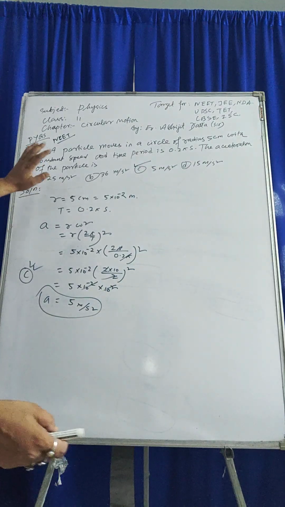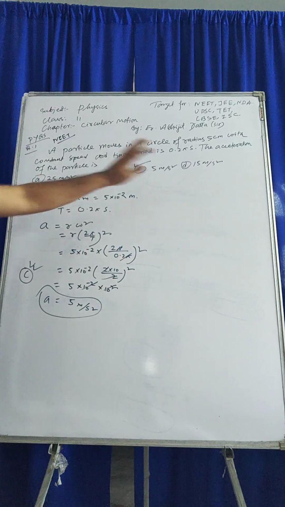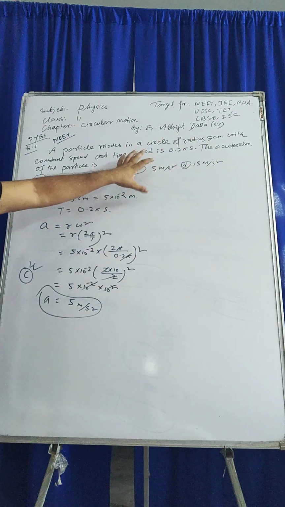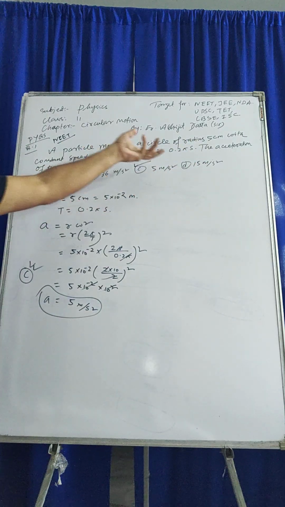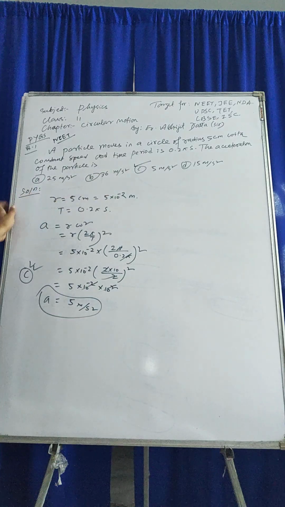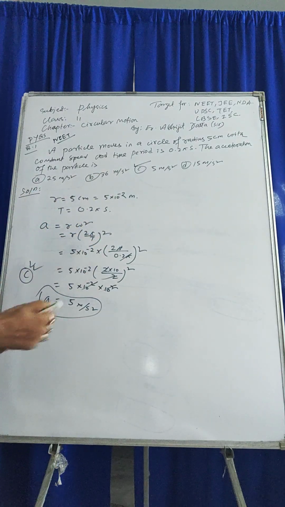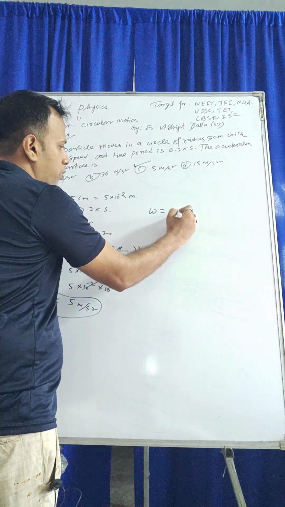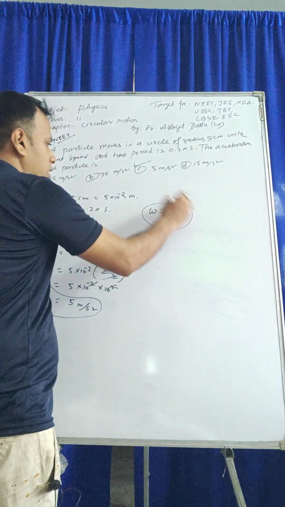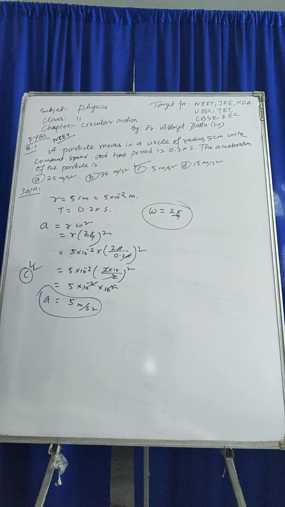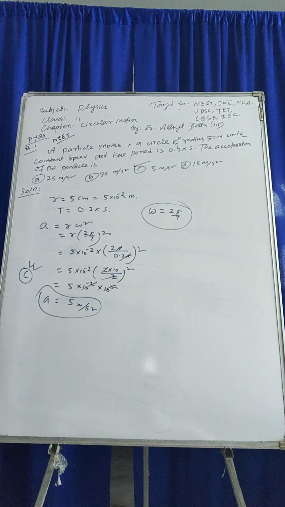In the question they have given the radius of a circular path as 5 cm and the time period. We have to find out the acceleration. We know that acceleration is nothing but a equal to r omega square. So I put omega equal to 2 pi by T. We know that omega equal to 2 pi by T, I use this formula. Now I just put this value, and after simplification what comes? a equal to 5 meter per second square. Which option is correct? Option C is correct. So move on to the next question.